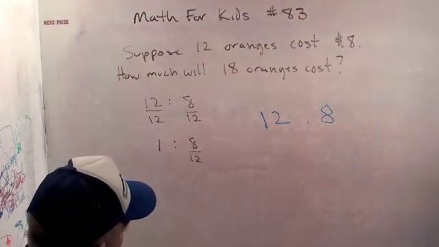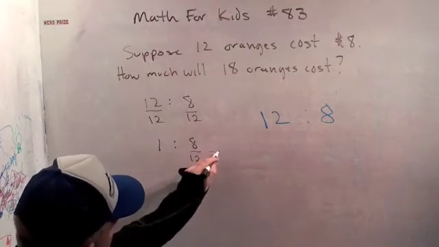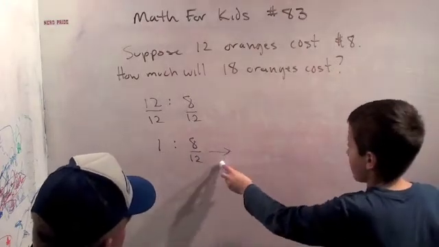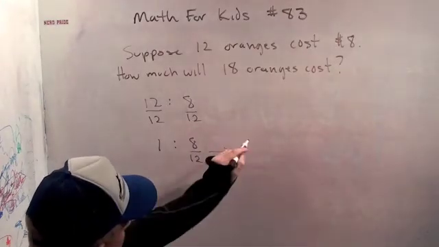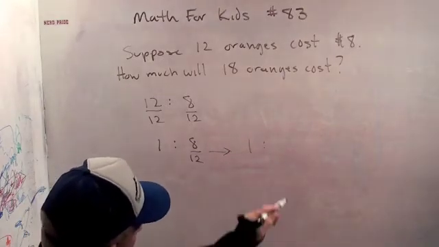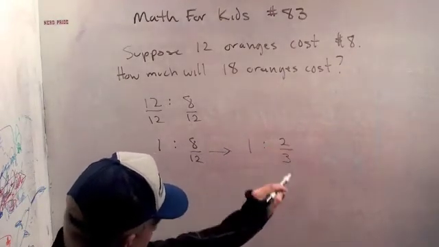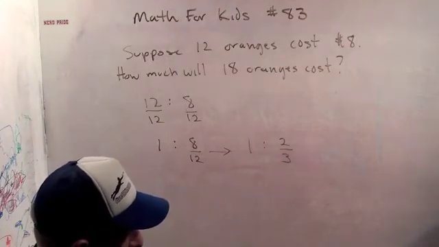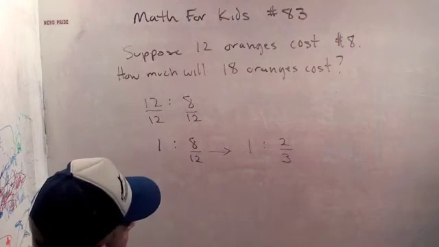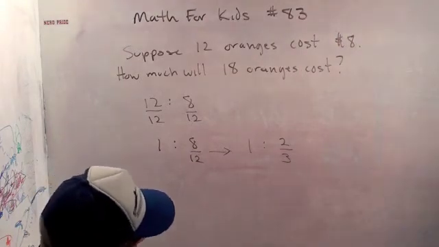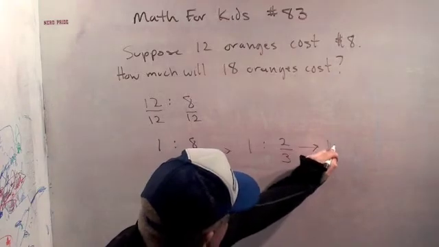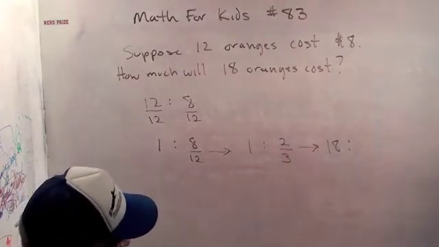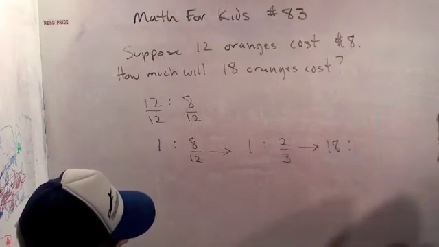But 8/12, we can simplify that. How can you simplify that? It's 4 times 2 over 4 times 3. So 1 orange costs how many dollars? 2/3. Okay, that's fine. So 1 orange costs 2/3 of a dollar. What are we trying to figure out next? We actually want to multiply this by 18 and this by 18. Now we have to multiply everything by 18. So 18 oranges cost how much? Well, it's 18 times 2 over 3.